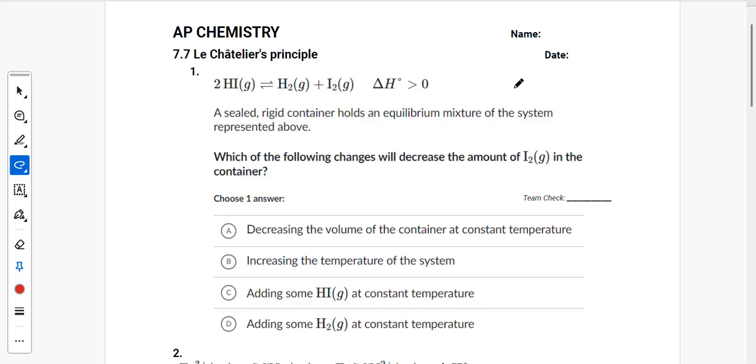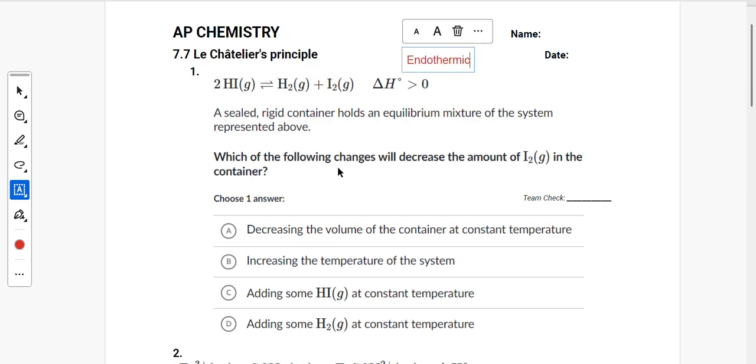Number one, we have a sealed rigid container that holds an equilibrium mixture of the system represented above, with delta H greater than 0. Automatically, I know that means this is going to be endothermic right off the bat. That's the first hint they gave me here. In a sealed rigid container, which of the following changes will decrease the amount of I2? I2 is on the right side. It's a product.